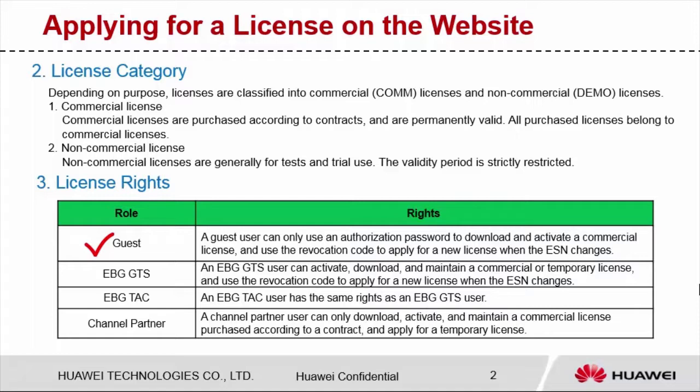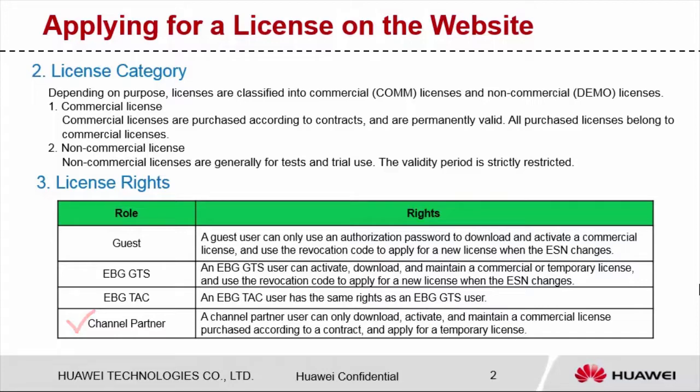B. An EBG GTS user can activate, download, and maintain a commercial or temporary license and use the revocation code to apply for a new license when the ESN changes. C. An EBG TAC user has the same rights as an EBG GTS user. D. A channel partner user can only download, activate, and maintain a commercial license purchased according to a contract and apply for a temporary license.